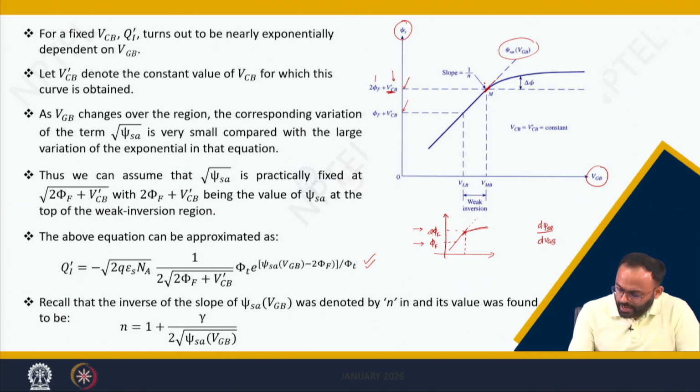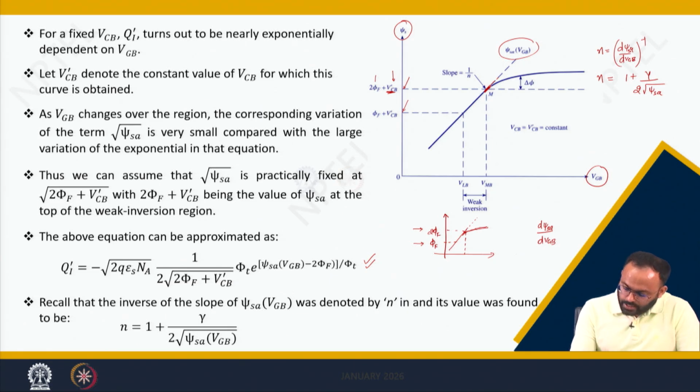Though the slope deviates, we are considering that this slope is linear, and we define that slope n as delta psi by delta Vgb at psi sa inverse, and we got the value also. This will give you 1 plus gamma divided by 2 times root psi sa, right? So this will give you the slope factor.